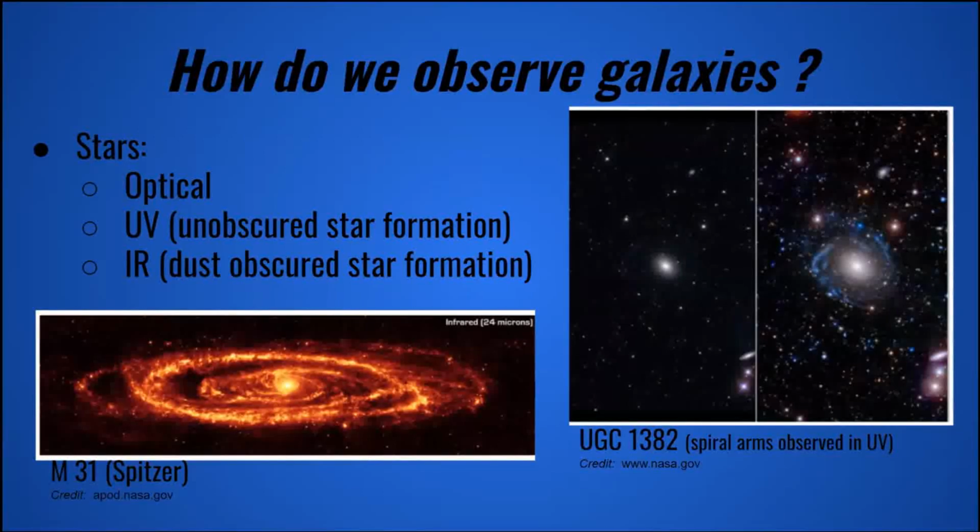However, if the arms are very dusty, we wouldn't see them in the UV. We would need the infrared, because the infrared observes the radiation emitted by heated dust. So the star is formed, it's very hot, hits the dust surrounding it, and we see the infrared.